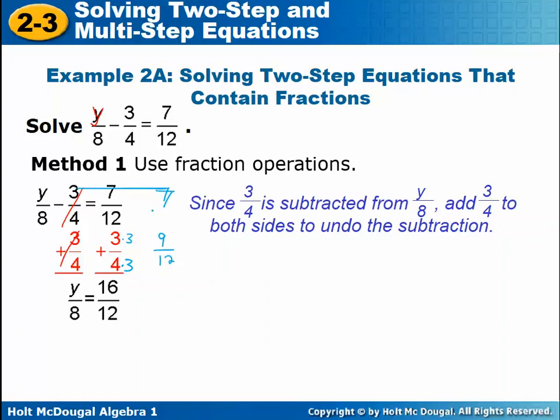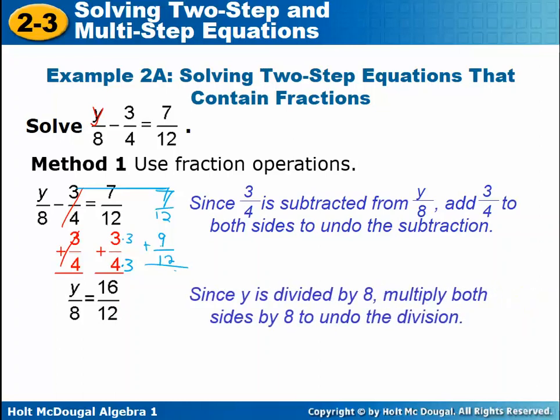Now we can add these two together. 7/12 plus 9/12. 7 plus 9 is 16/12. That's where they got the 16/12 from. Although that's not in simplest form, it's true though.